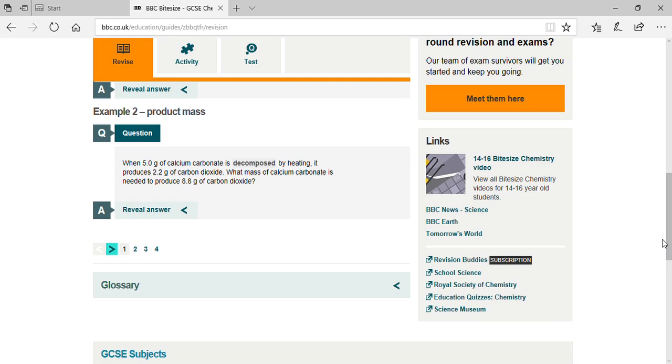Secondly, product mass calculation, this type of question also I explained, okay? This type of question is totally based on the unitary method, okay? Because I can explain a little bit to you. Here you can see that when 5 gram of calcium carbonate is decomposed by heating, it produces 2.2 gram of carbon dioxide.